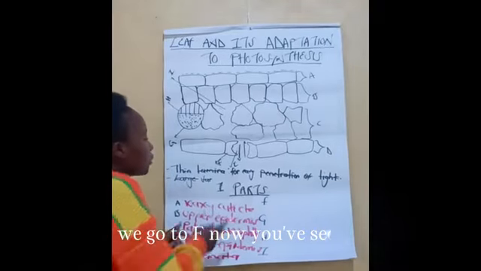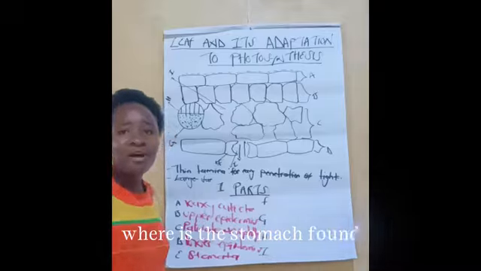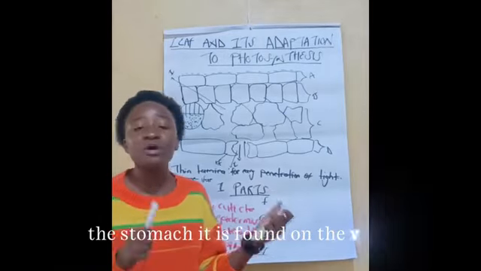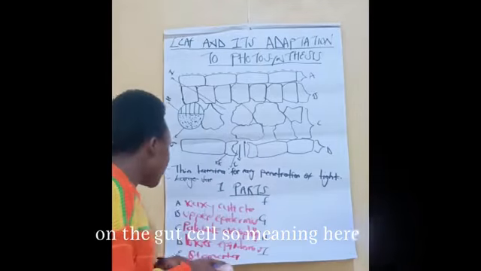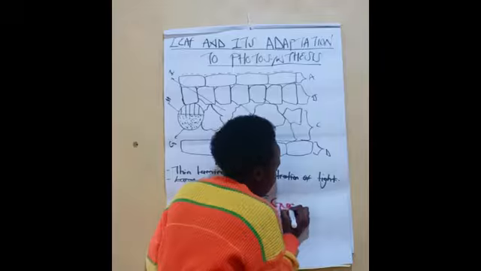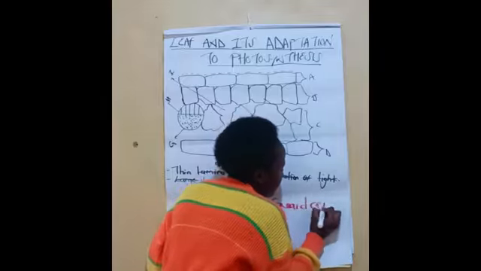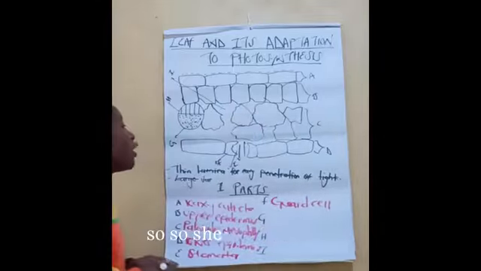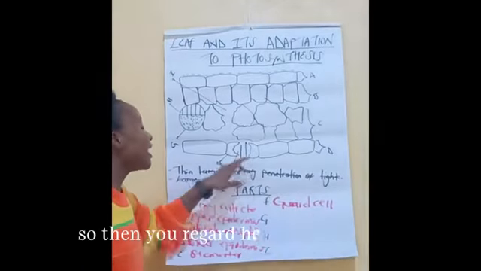We go to F now. You've seen F. Where is the stoma found? The stoma is found on the guard cell. So here on F, the answer is guard cell. Guard cell, in regard to the stoma.